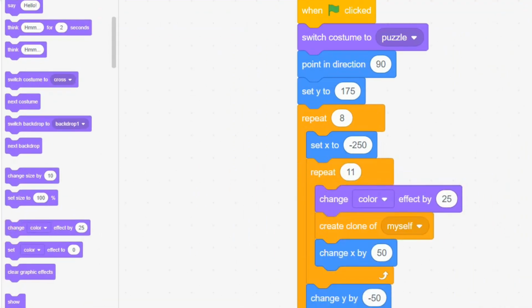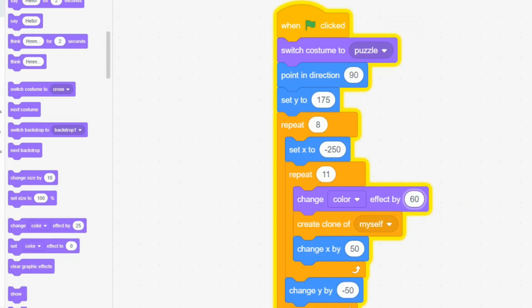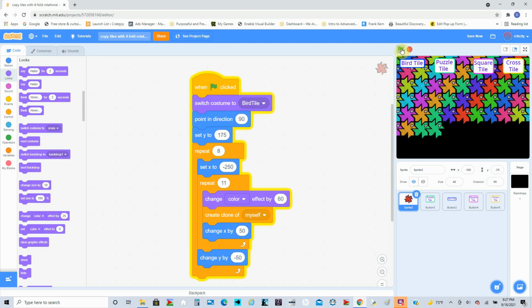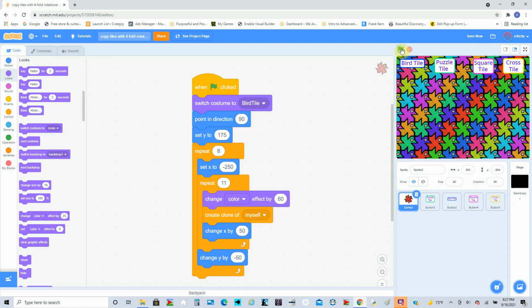We can make it easier to see the tiles by coloring it. And it's just a few lines of code to make all this work. If you copy this code in Scratch, you can do the same thing if you have the tile costumes. And here I'm just showing several different kinds. My favorite is this little bird-shaped tiling. It's based on an Escher design.